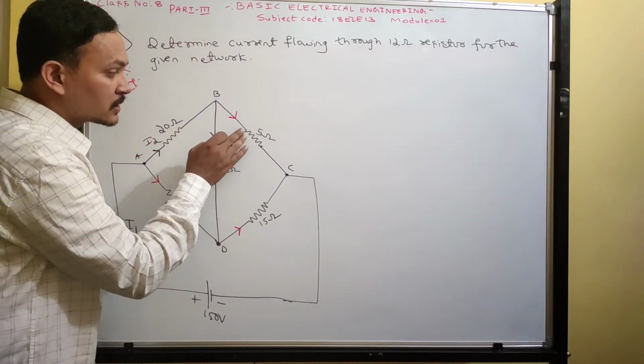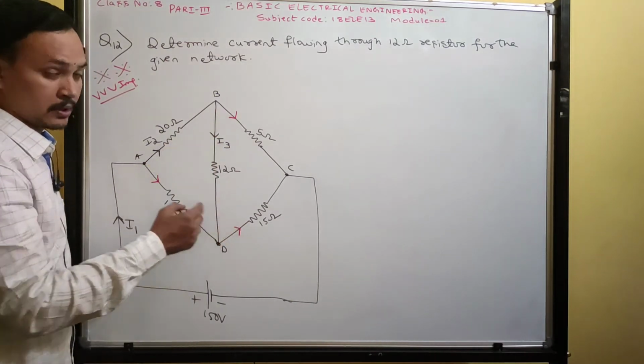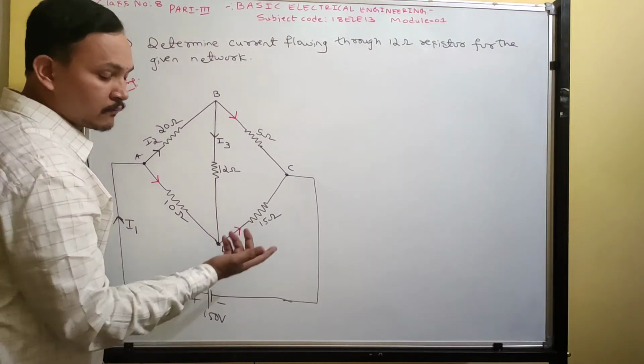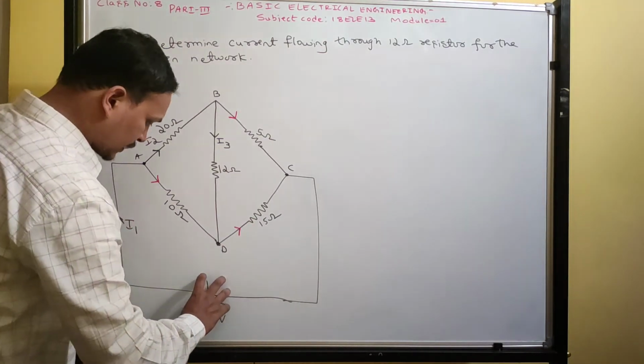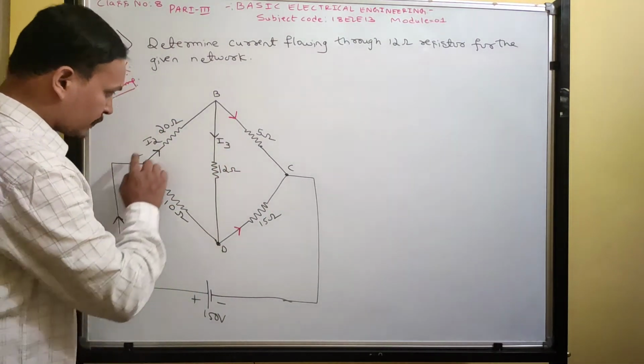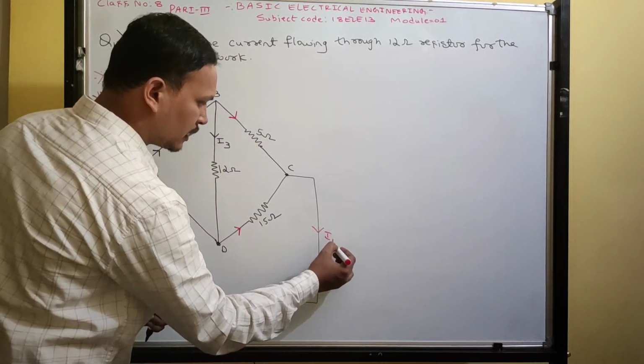What is the current flowing in this 5 ohm? We don't know. They give only arrow marks; they will only specify the arrow marks in the question paper. We don't know what current flows here, or here. Finally, this voltage source delivers current I1 by dividing among all these branches. Again, the same current will return back to the source. So we can write I1 on this side.